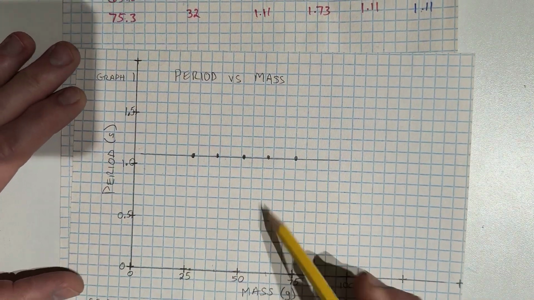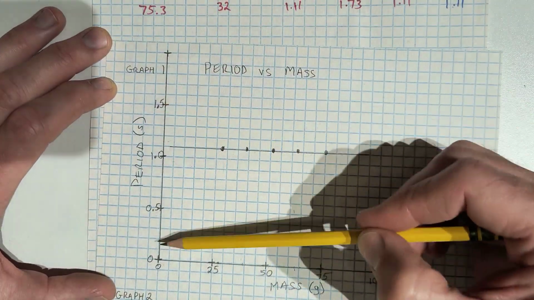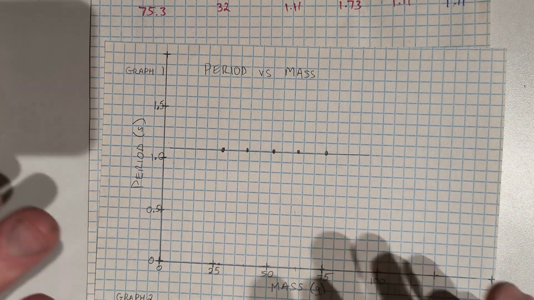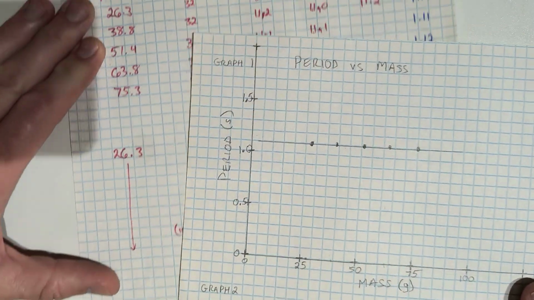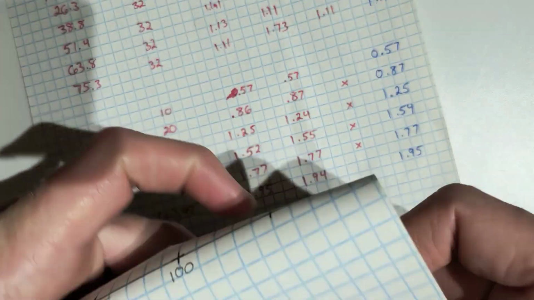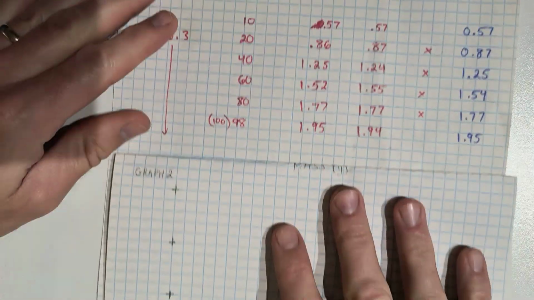What that tells us is that as we change the mass, this value down here, we have no change in the period. It stays the same the whole time. All right, this is getting a little bit lengthy, so I'm going to try and move along quickly. And maybe what I should do is I'm just going to fold this in half real quick so I have more room. All right, on to graph number 2.